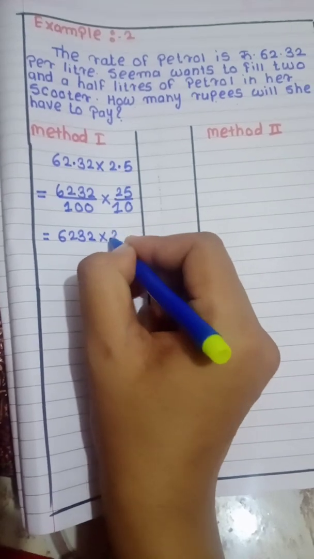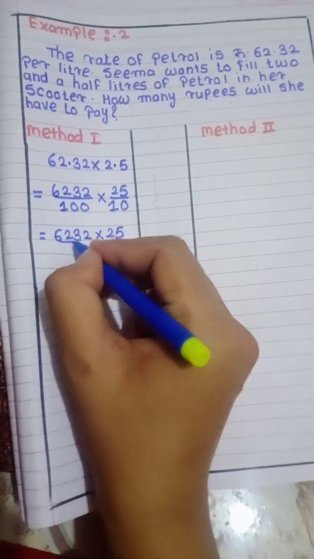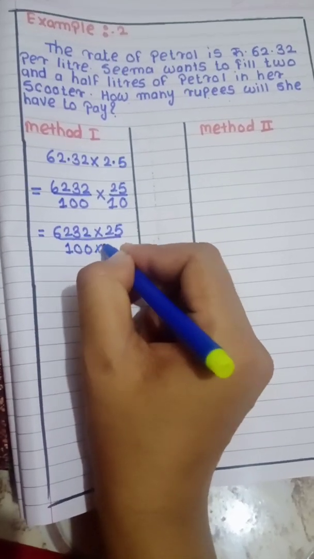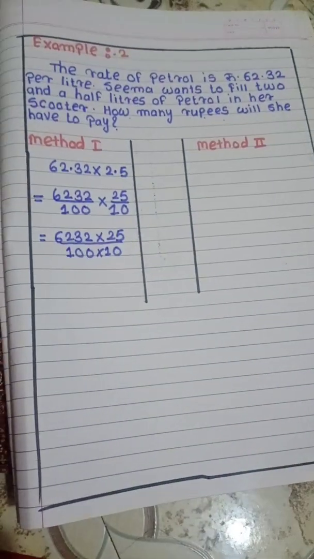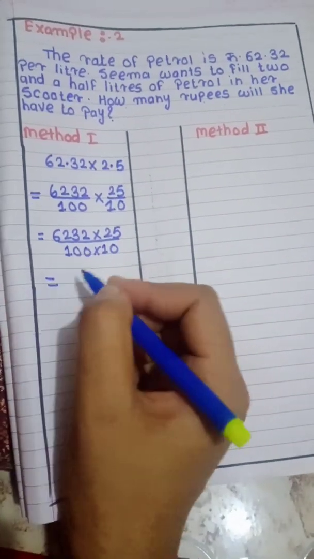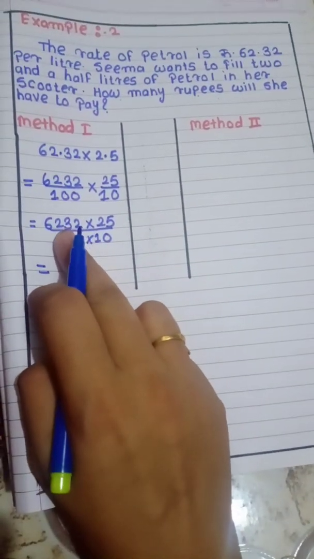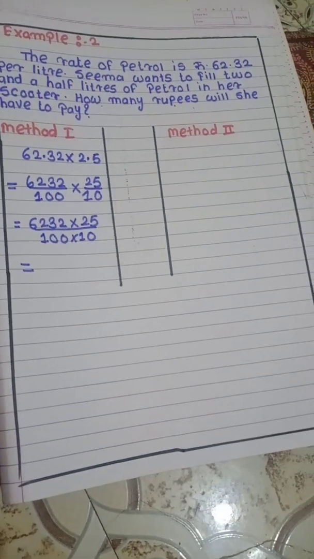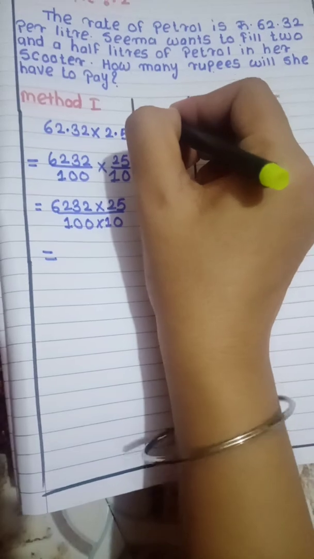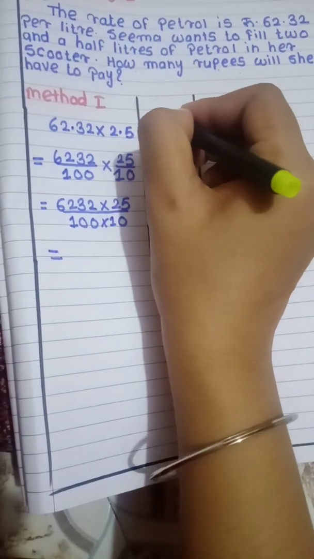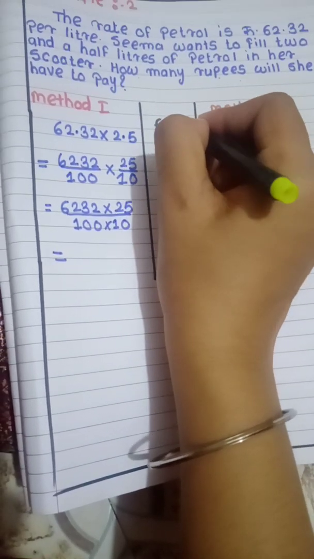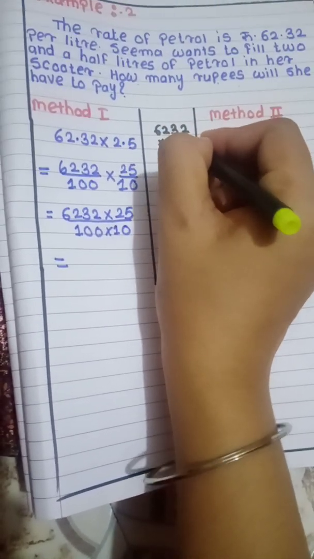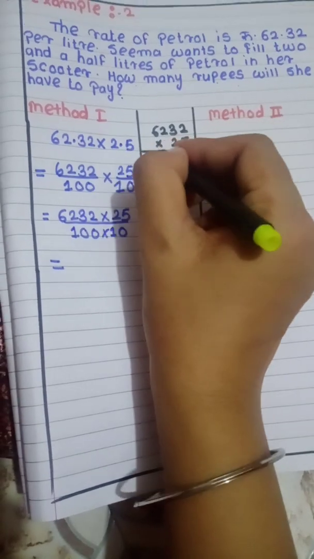6232 multiplied by 25 and divided by 100 into 10. Okay, now I have to do this multiplication, 6232 by 25. So I'll do here 6232. You have to multiply by 25. So how are we going to do it?